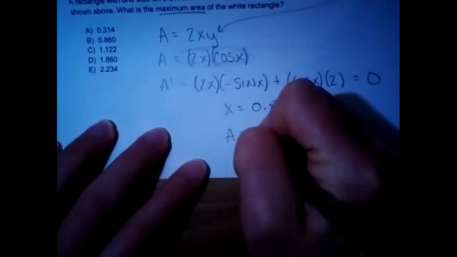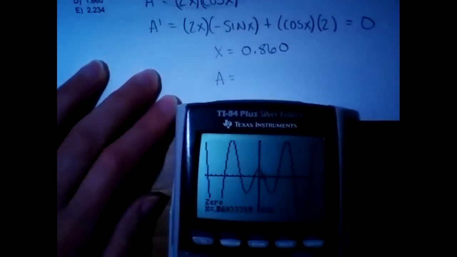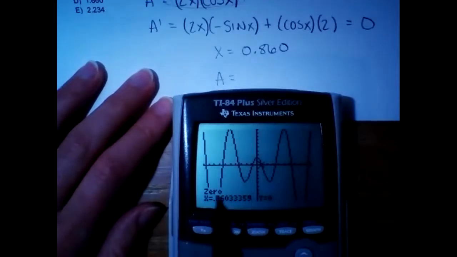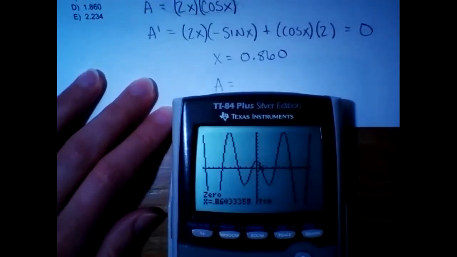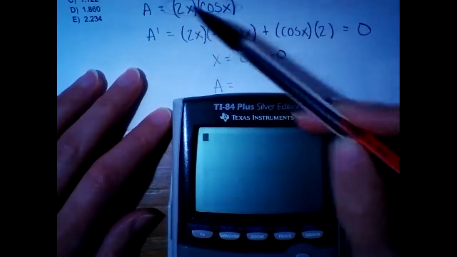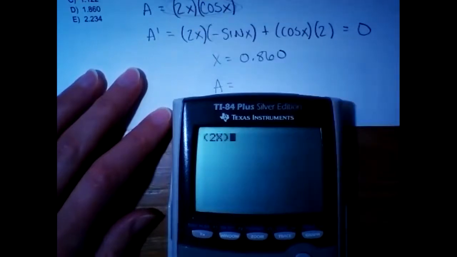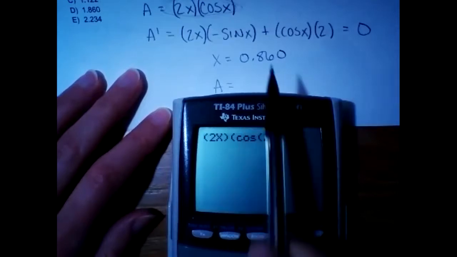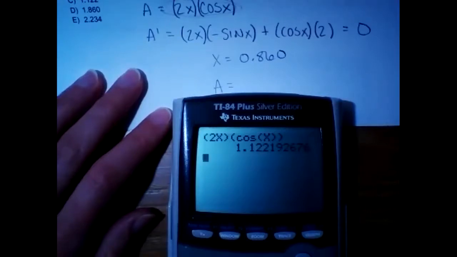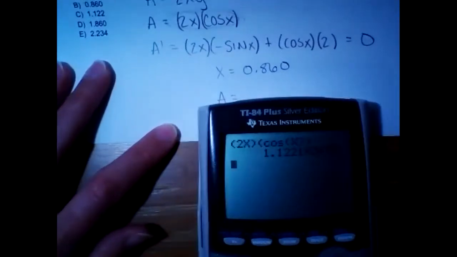Now, here's the cool thing that the calculator will do for you. This is really nice. As of right now, it has x stored as 0.8603339. So when you go to plug it back in, when I go to the home screen, I'm just going to type this area equation. So 2x, you can use the variable key, cosine of x. And what the calculator will do is plug 0.860 in for x for you, which is nice. So when you hit enter, you get your answer. So 1.122, and so that one is C.